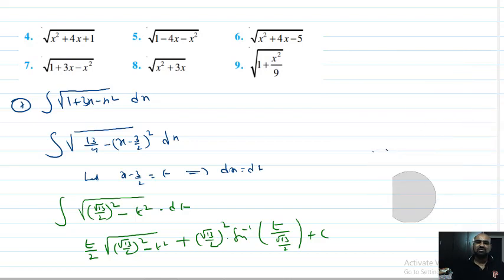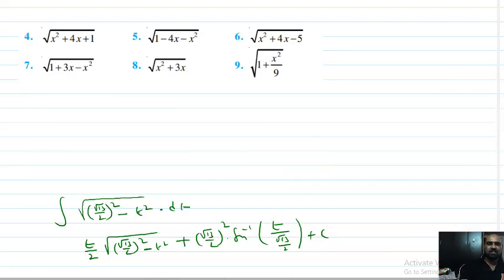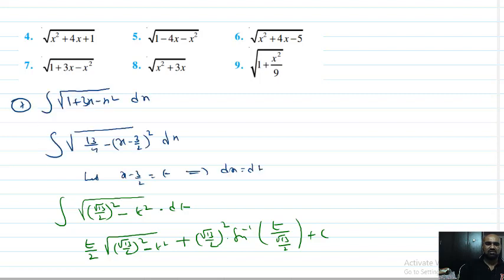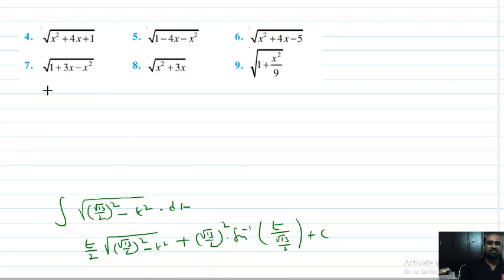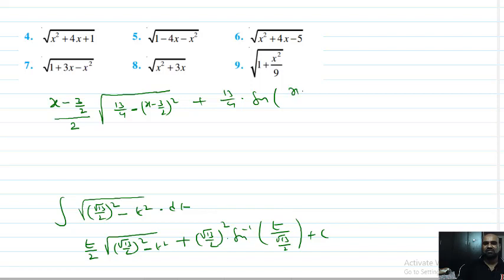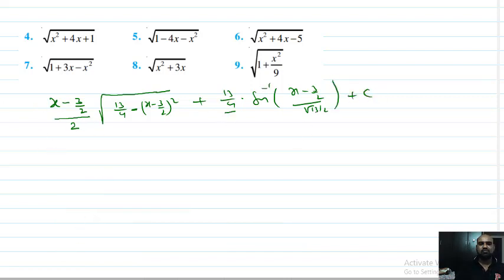Okay, friends. Here I want to write. Listen, this is the same as what I took, t means x minus 3 by 2. Okay. X minus 3 by 2, by 2, into root over 13 by 4 minus (x minus 3 by 2) whole square, plus 13 by 4 into sine inverse of (x minus 3 by 2) by root 13 by 2. Actually, we need to simplify this. A square by 2, no? Now, I want to simplify this.